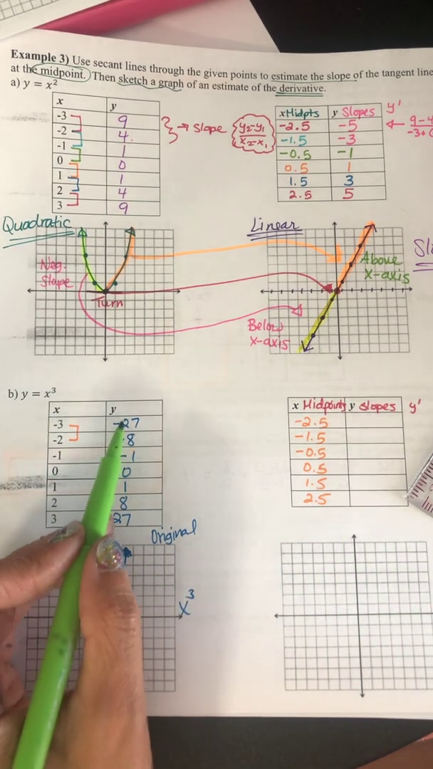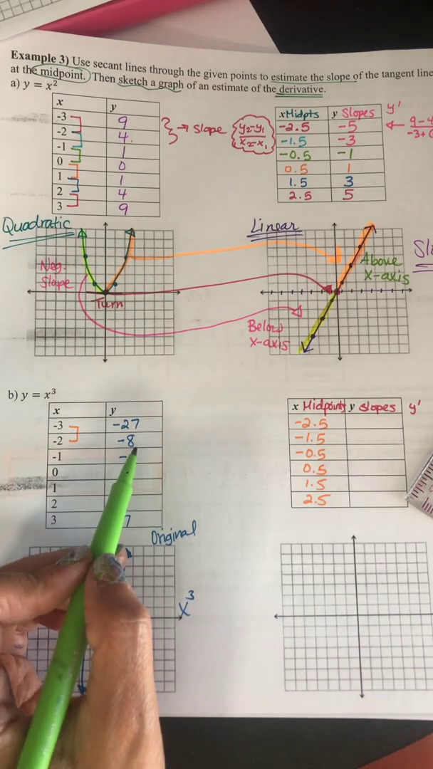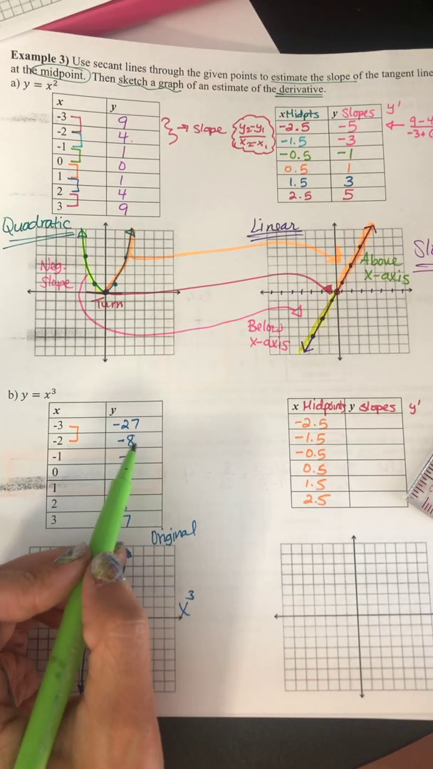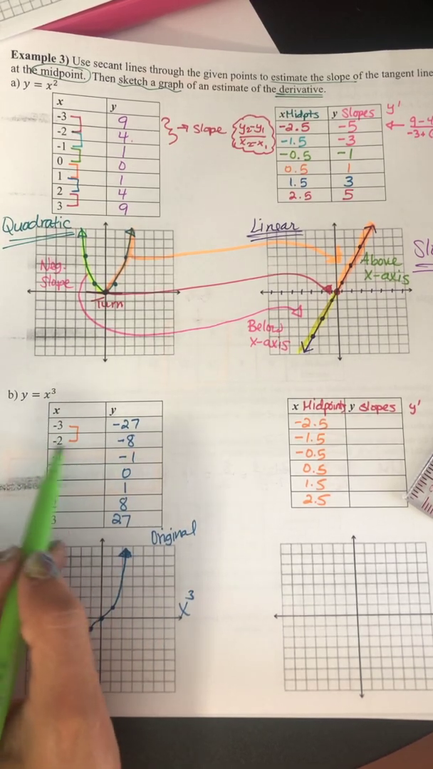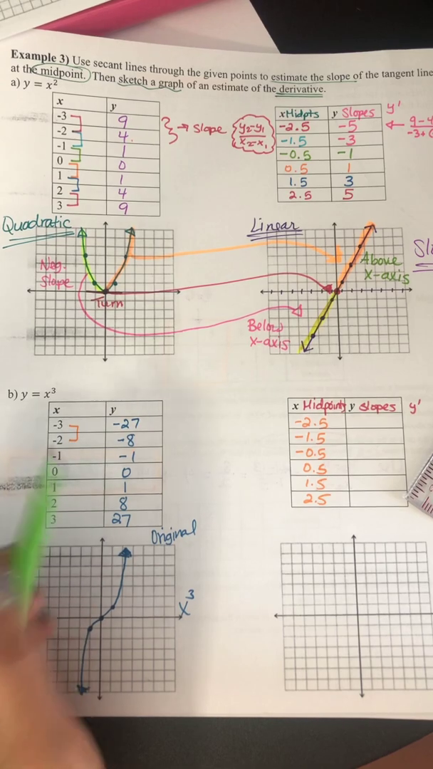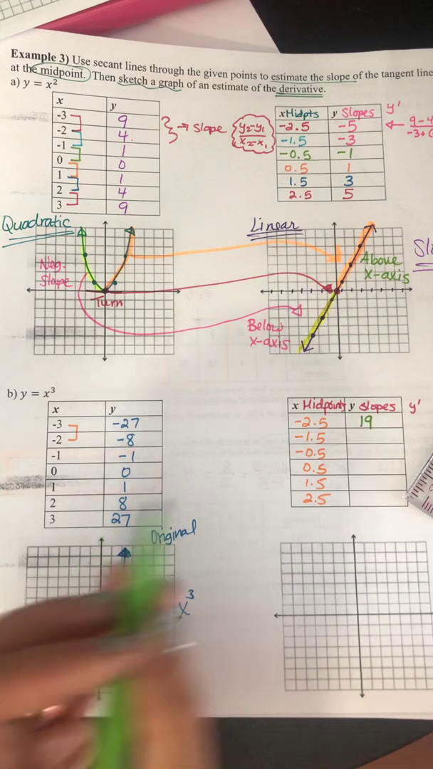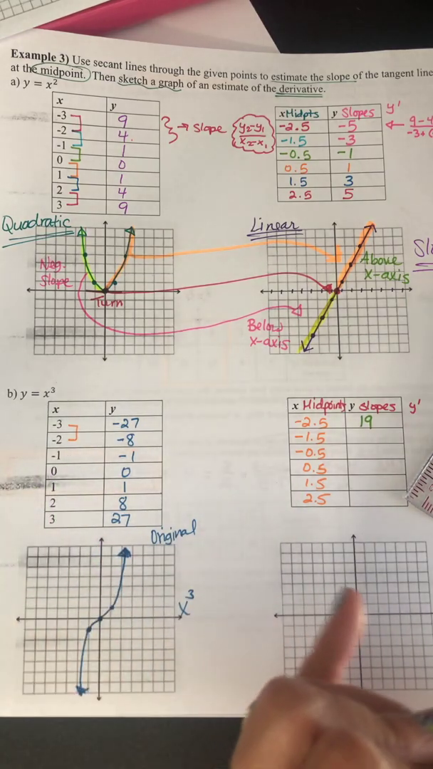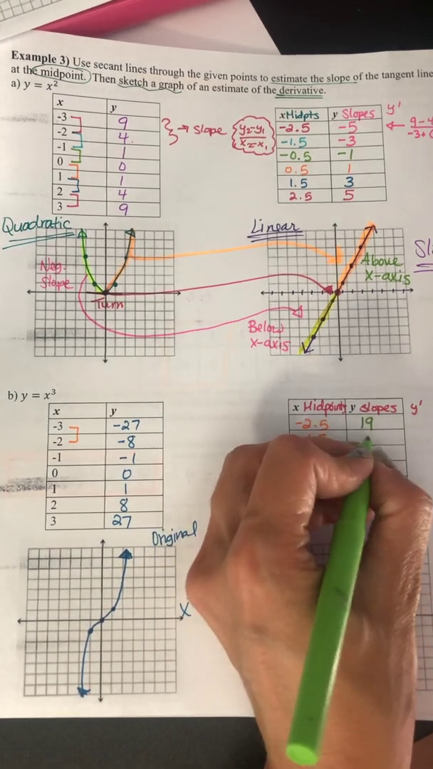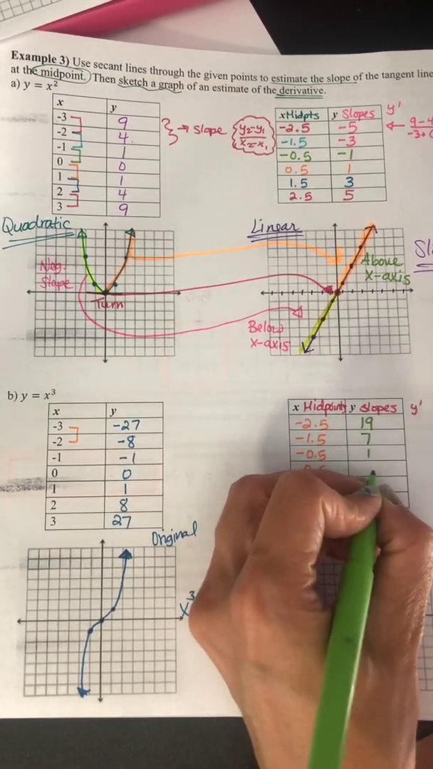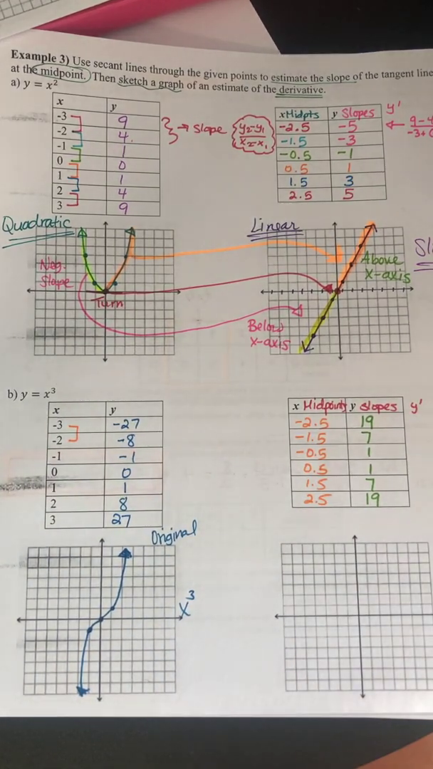Okay, so -27 minus -8 is going to be -19. Sorry, over: if we subtract these, it'll be a -1. -19 divided by -1 is +19. I'm just going to tell you what the slopes are going to be, because I don't want to go through all that again. We know how to use the slope formula. So it's going to be 19, 7, 1, 1, 7, 19.